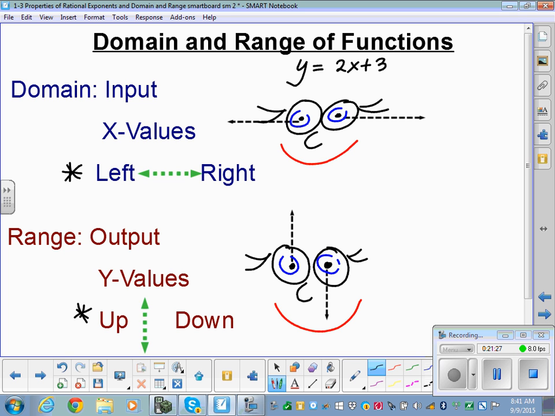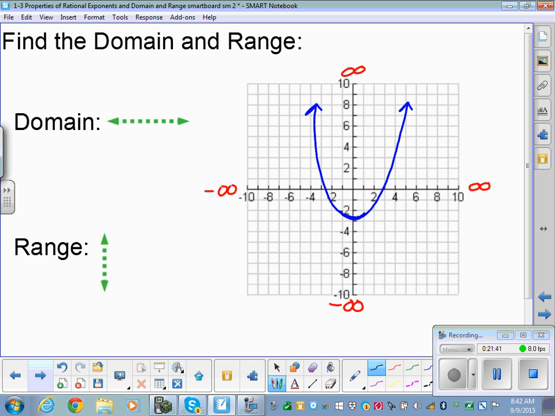Do you guys all have this down about? Super important to have down. Okay, I'll let you finish up getting that down really quick, and then we'll do our first example. Okay, guys, super important. Here we go.